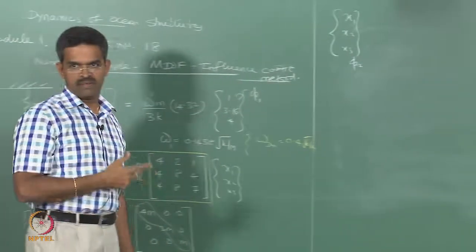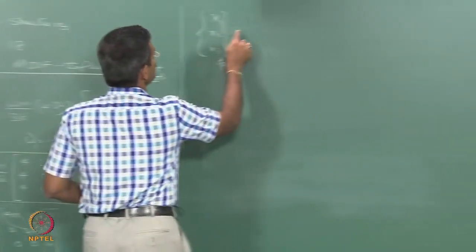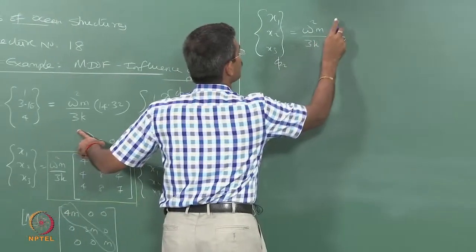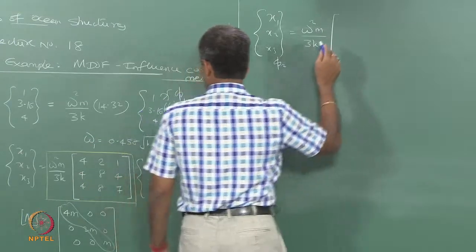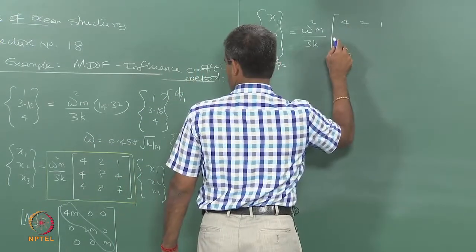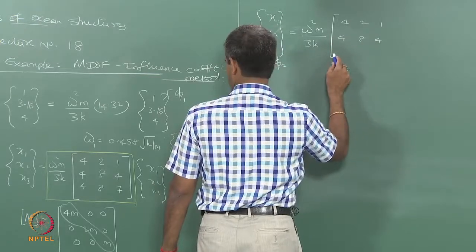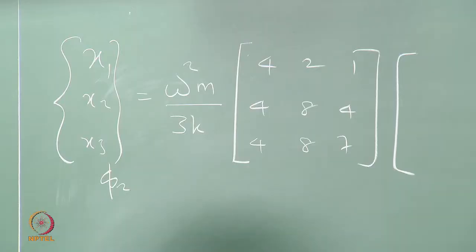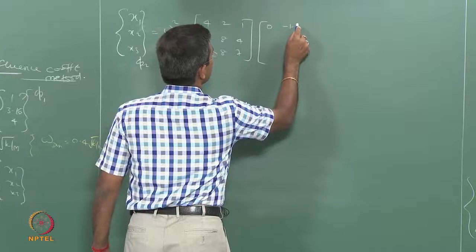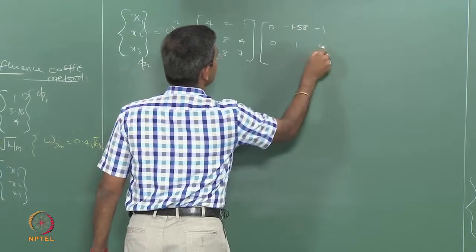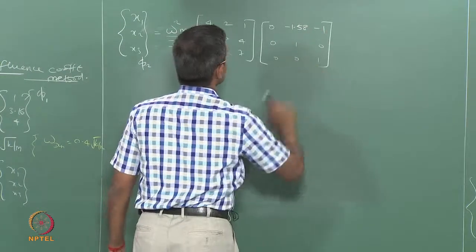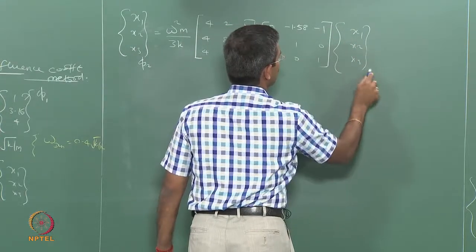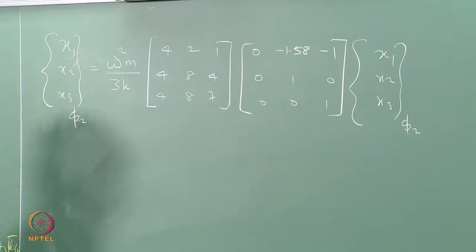Second vector, eigenvector, which should now be equal to omega square m by 3k of the matrix 4, 2, 1, 2, 0, minus 1.58, minus 1, 0, 1, multiplied by x1, x2, x3. For our understanding, this is phi 2.